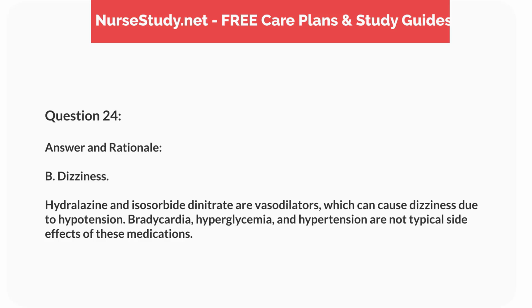Answer and rationale. B. Dizziness. Hydralazine and isosorbide dinitrate are vasodilators, which can cause dizziness due to hypotension. Bradycardia, hyperglycemia, and hypertension are not typical side effects of these medications.